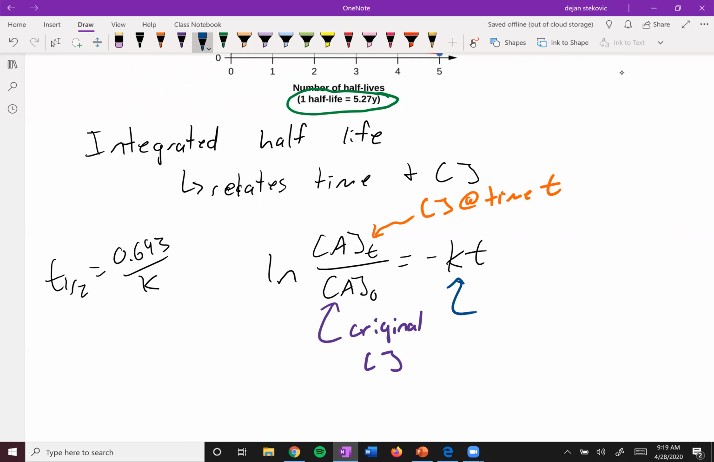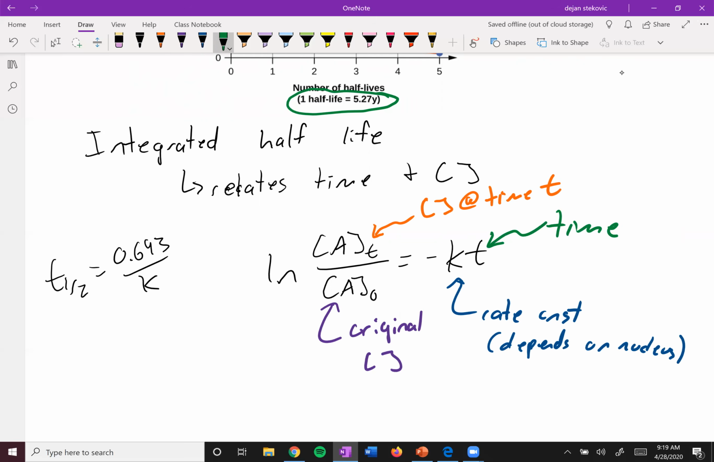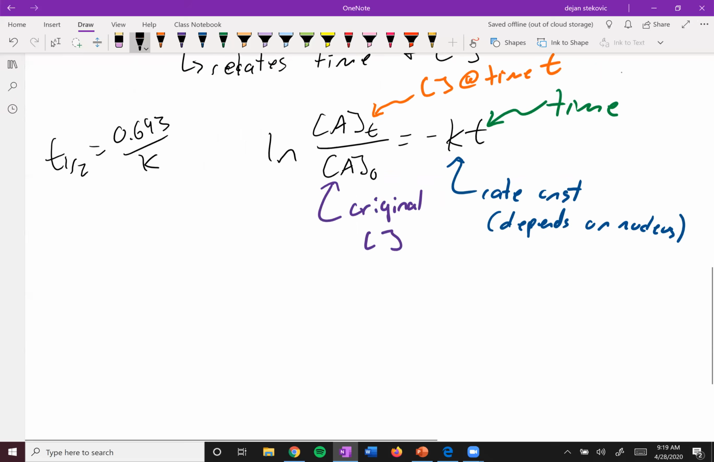k is the rate constant, and it depends on the nucleus. And then t is your time, right? How long did it take to go from this concentration to that concentration?